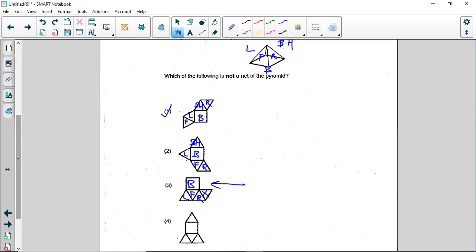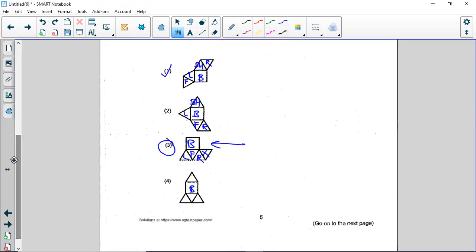What is a good way for you to do later on is to cut out this figure and try to fold it and see whether it can form a pyramid. All right, so your number 3 is actually the wrong net. How about number 4? Number 4, your base is the square again. And then your front is here. Then your left and right, and then behind will be here.